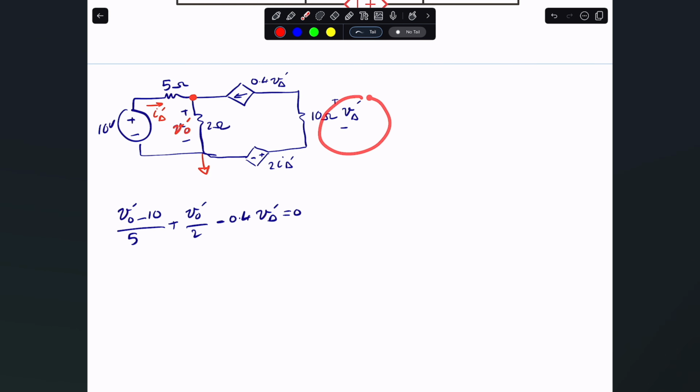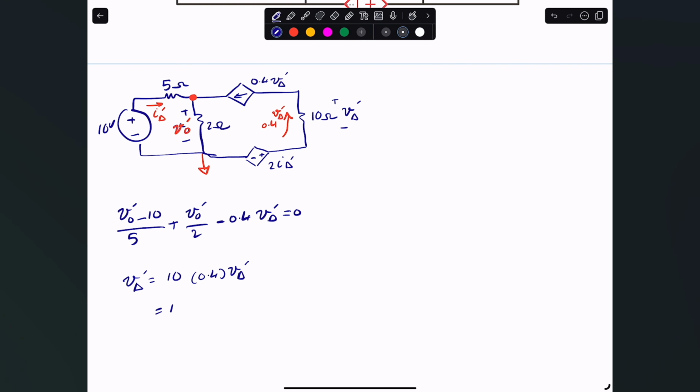V delta is here, so I have to figure out what that V delta is so that I can substitute it in here in terms of V naught. So let me just do that. What is V delta? Well, V delta is based on this current. I have a current in here, and that current happened to be 0.4 V delta prime. Based on Ohm's law, V delta prime is simply 10 ohms times 0.4 V delta prime. It just happened to be that the current is 0.4 times V delta prime. That's the current because I have a dependent current source.